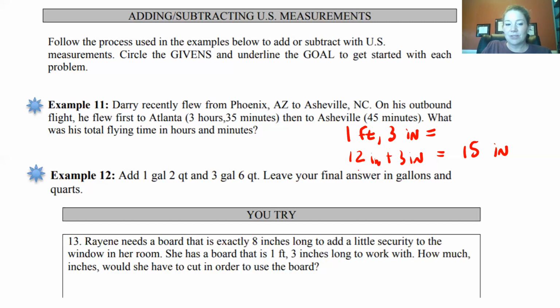So 15 inches, but she only needs 8 inches. So if we subtract away 8 inches, that means that she has to cut 7 inches off of the board. So we had to convert everything to inches first, and then we had to subtract from that what she wanted, 8 inches. So that means she had to cut off 7 inches from the board.